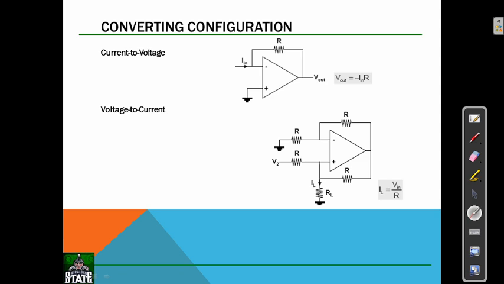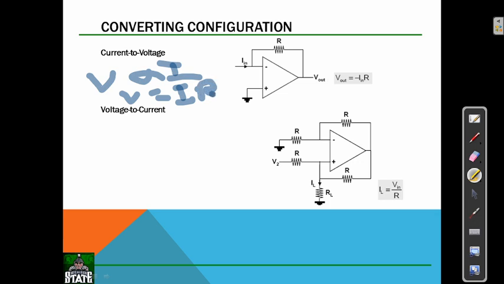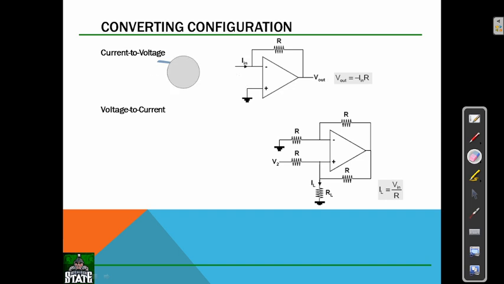Already we know Ohm's law: voltage is directly proportional to current, and V equals IR. We can recall this formula, V equals IR. The same thing gives this formula: V out, the output voltage, is equal to negative of the input current I times the resistor. That is the current to voltage converter.